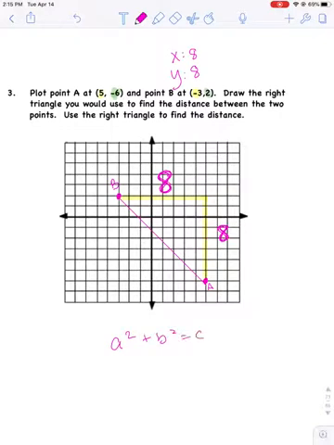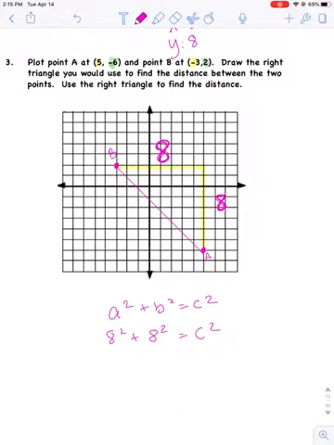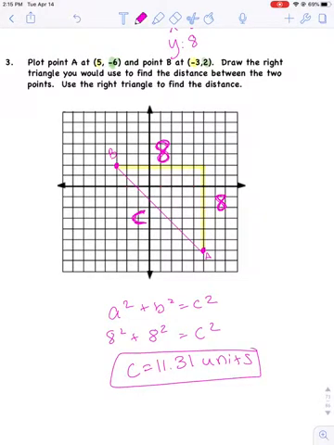So now I have a squared plus b squared equals c squared. Obviously, it doesn't matter where the 8's go because they're the same number. C squared is going to be the actual distance between A and B, the pink line I drew. So this distance is C. And when you solve that, you get C equals 11.31 units.